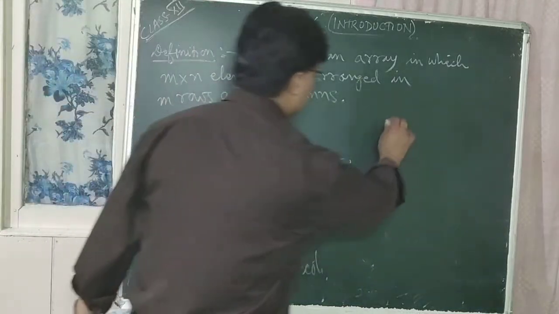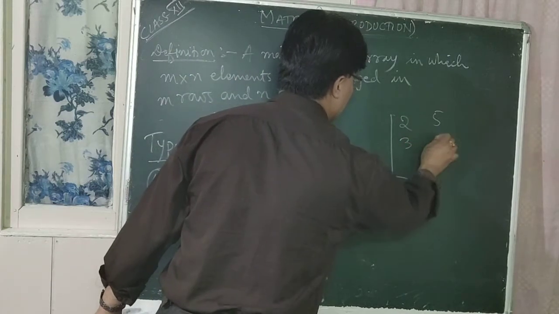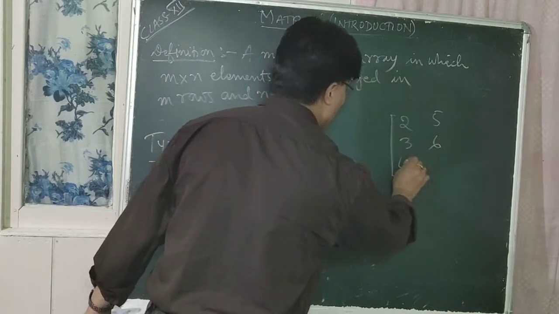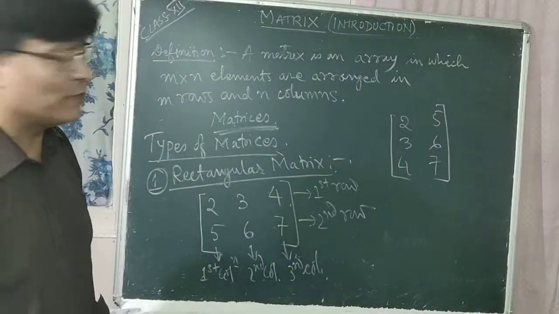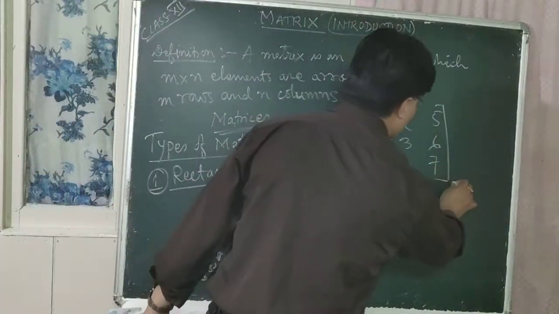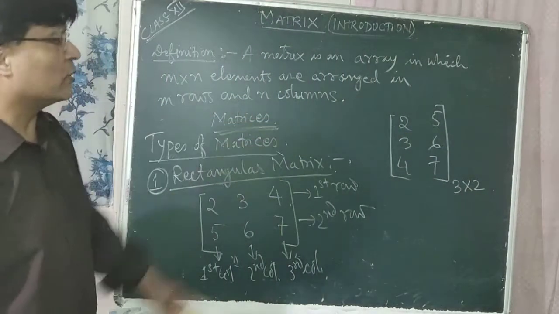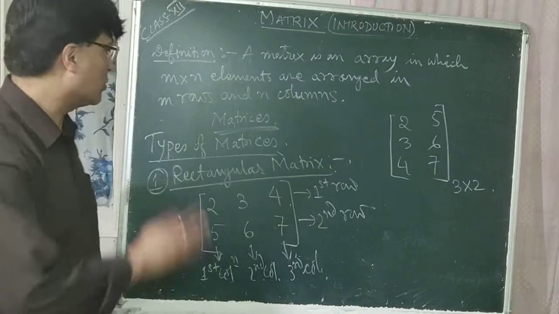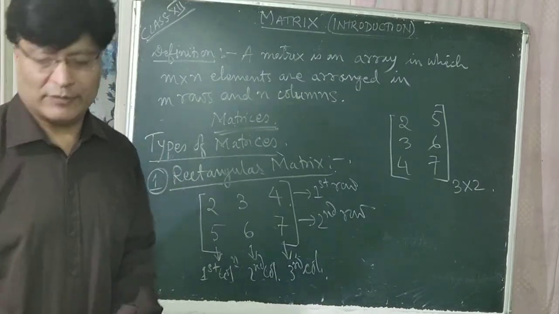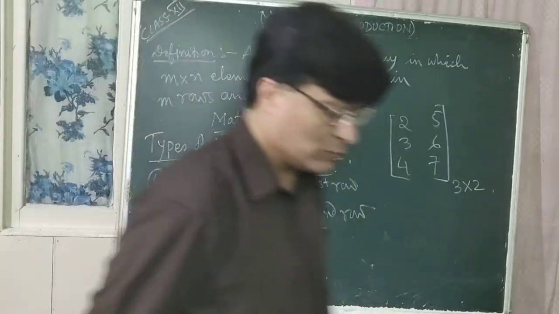Or you may have 2, 5, 3, 6, 4, 7. So how many rows are there? 3 rows and 2 columns. So this is also known as a rectangular matrix. This is one of the types of rectangular matrix. We will do another type of matrix now.